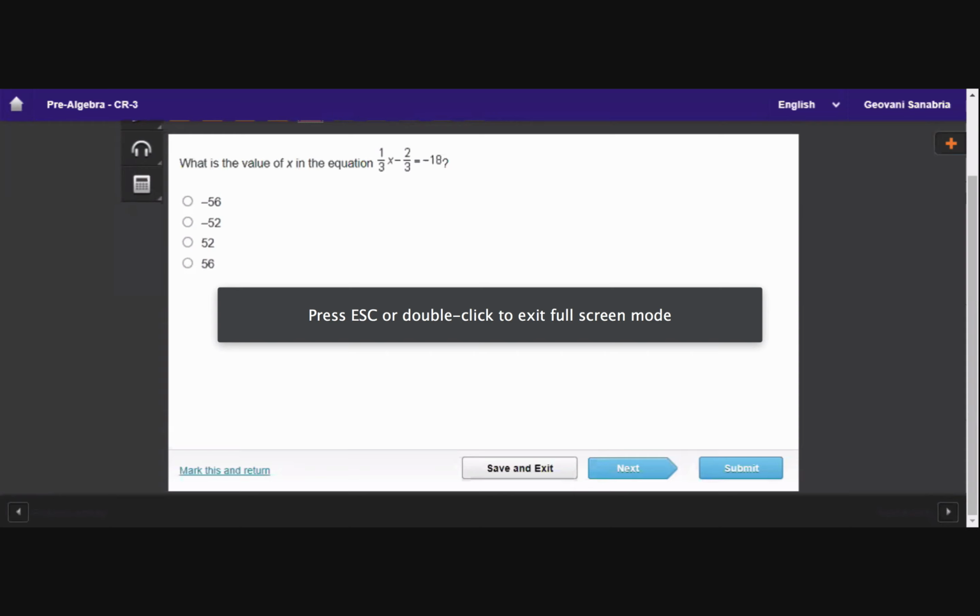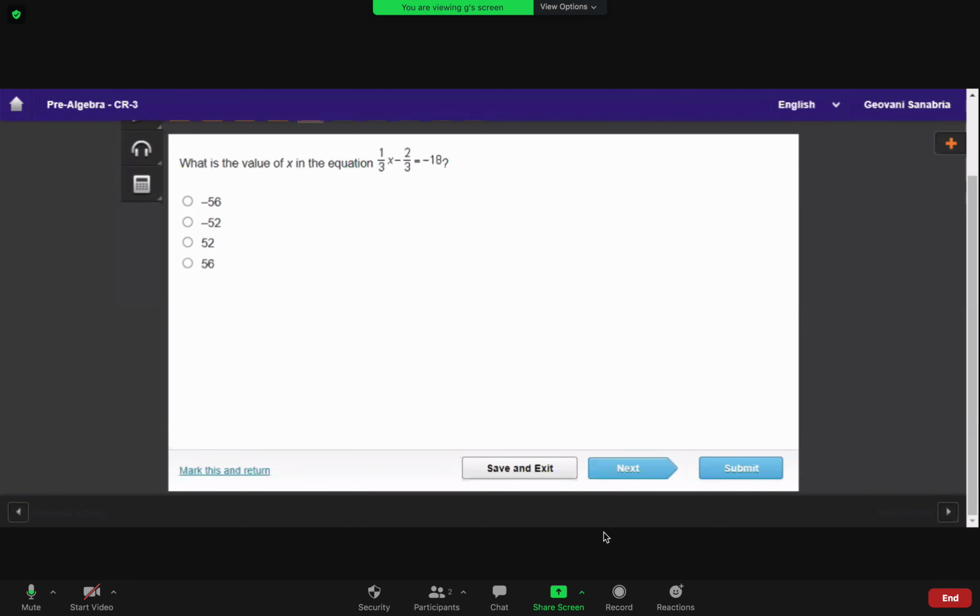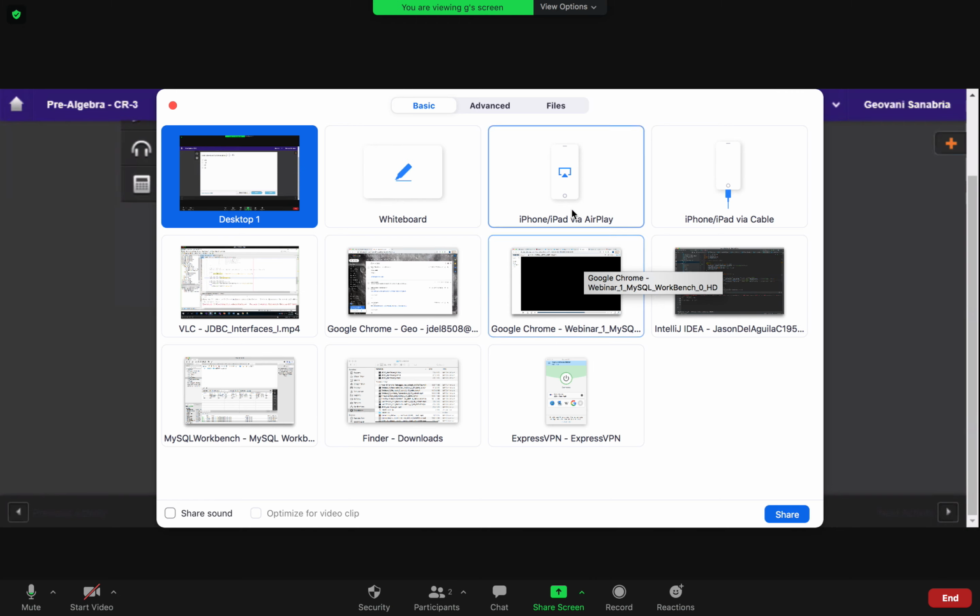What is the value of X in the equation 1/3 X? X is in the middle. Excuse me. Minus 2/3 equals -18. All right. I'm going to share mine, and I'm going to compare it.